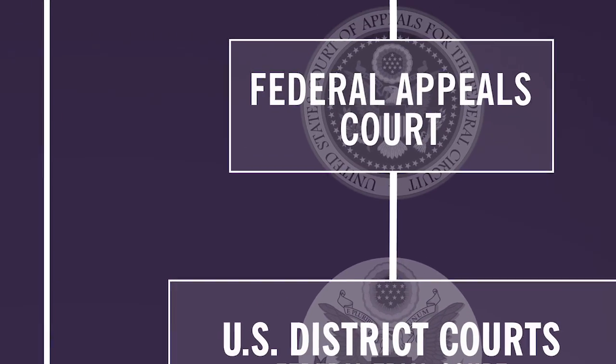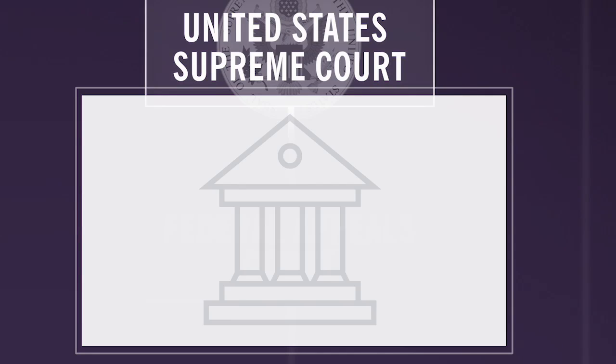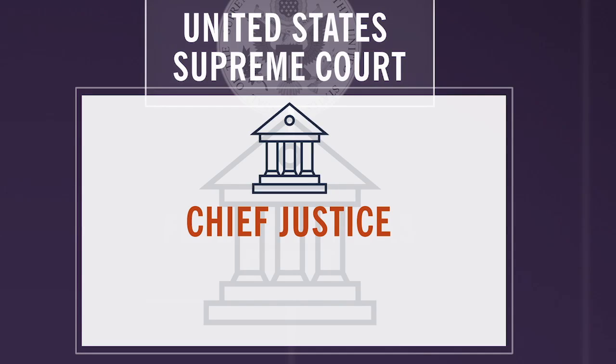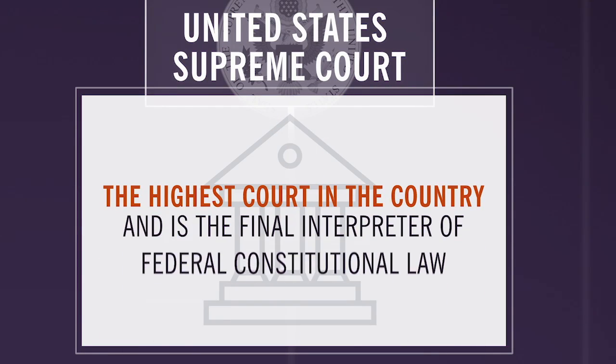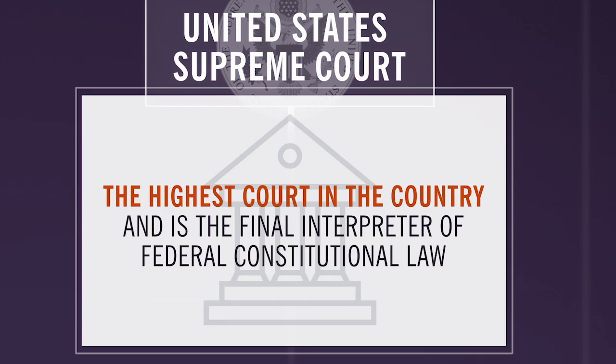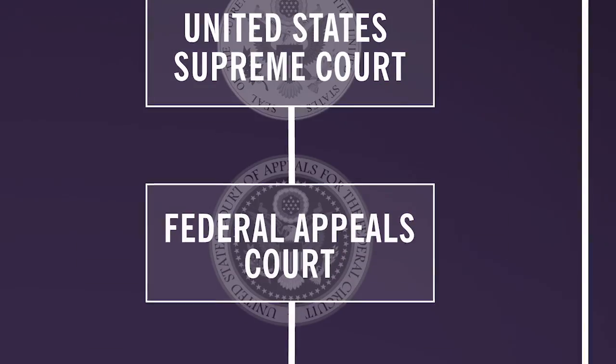And finally, at the very top of the judicial branch is the United States Supreme Court. 9 judges sit on the U.S. Supreme Court at any one time, 1 Chief Justice and 8 Associate Justices. The U.S. Supreme Court is the highest court in the country and is the final interpreter of federal constitutional law.